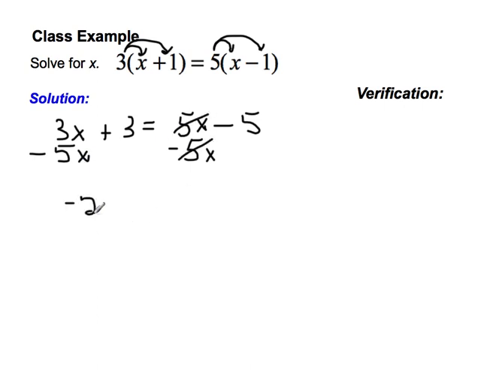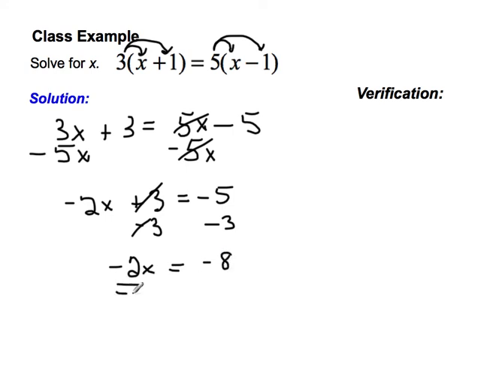and I'm going to get negative 2x plus 3 is equal to negative 5. I'm going to get minus 3, minus 3. Those zero out. Don't forget your negatives. And then you're going to divide by negative 2. And you get positive 4. So just really watch your negatives on these.